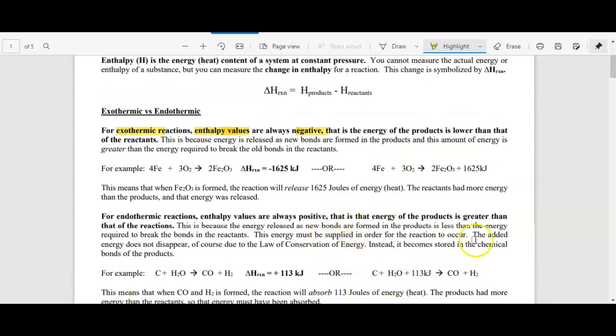For endothermic reactions, enthalpy values are always positive. That is, the energy of the product is greater than that of the reactants. This is because the energy released as new bonds are formed in a product is less than the energy required to break the bonds in the reactants. This energy must be supplied in order for the reaction to occur. The added energy does not disappear, of course, due to the law of conservation of energy. Instead, it becomes stored in the chemical bonds of the products.